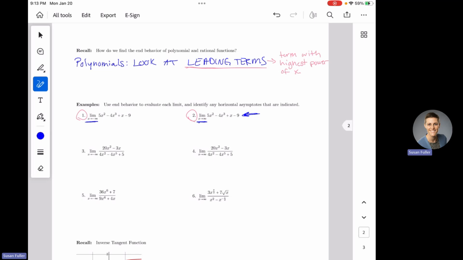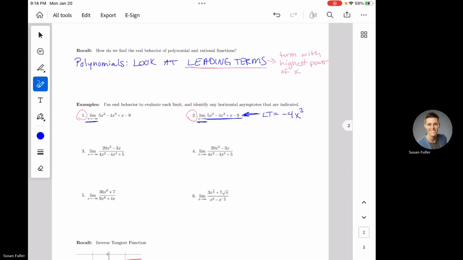They are going to tell us where the rest go, pushing everybody around. So if I look at 5x squared minus 4x to the third plus x minus 9, who's the biggest bully on the playground? What's the highest power of x here? The highest power of x is that 3. So I'm going to take the whole term, the things separated by addition or subtraction, the entire thing, number and variable, and take the sign with it. So negative 4x to the third is our leading term. This is the biggest bully on the playground. It's going to tell us where everybody else needs to go.